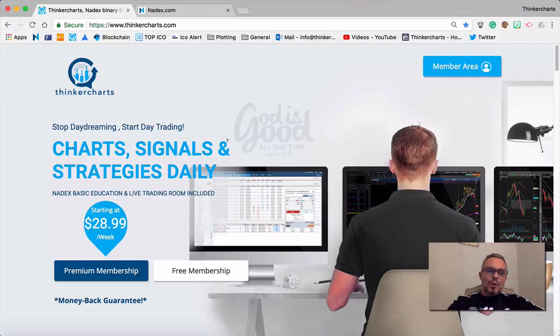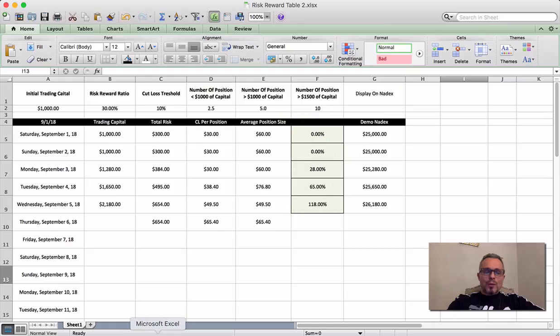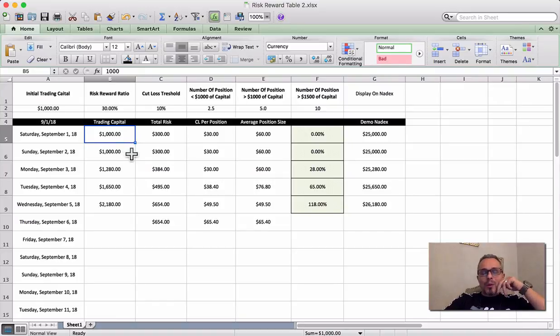The first thing that I want to show you is a table. It's a simple Excel table. This is for the month of September, and this is a table that you can also find as a downloadable in the course section, where I speak about risk and rewards and basic rudiments of Nadex. This table is something that you fill up, and every day you put in your trading capital. I have set in the course an initial trading capital of $1,000.